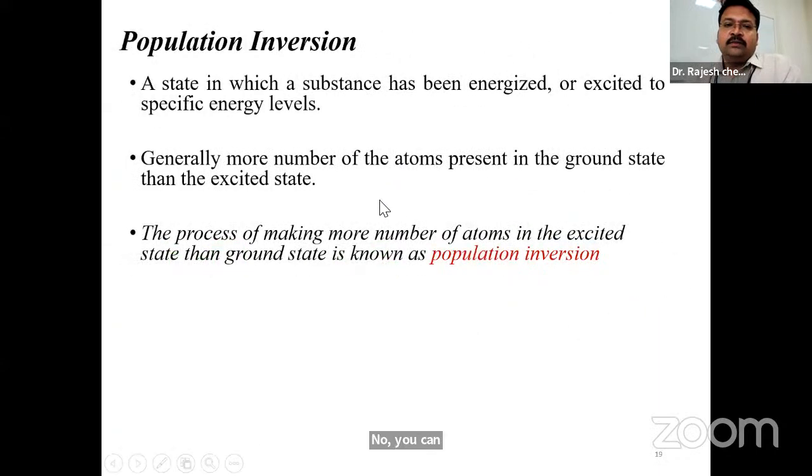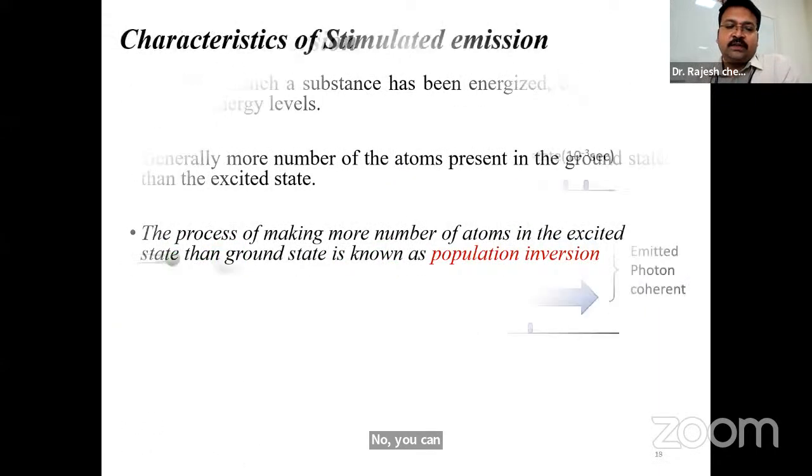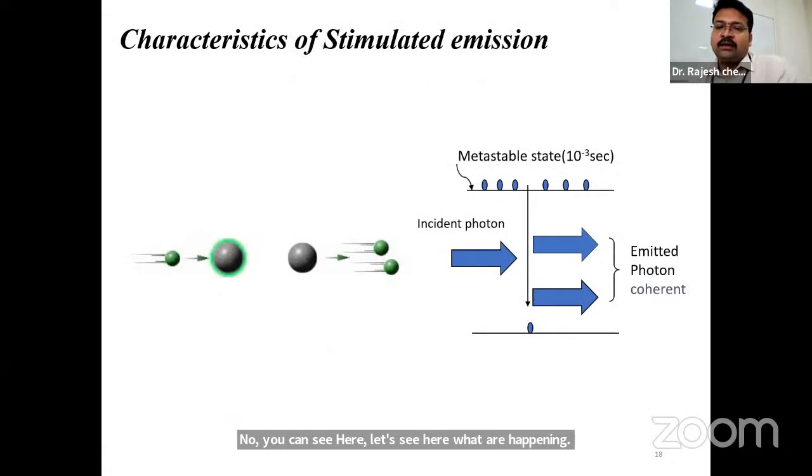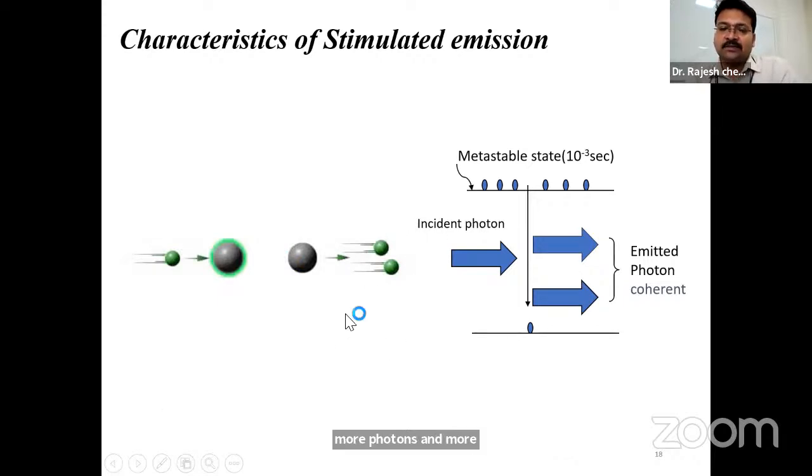Now you can see here. Let's see here. What is happening? We are giving the energy photon to the electron. That electron comes back and releases two photons, and these two photons can be used once again on the electron. It will pump more electrons and give more photons, and more energy will be released.